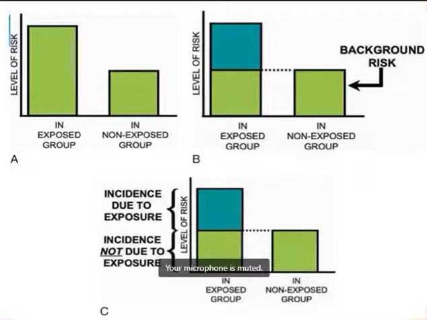Now when you look at graph C, you can see that there are two blocks there. That green block has been divided into a green block and a shaded blue one. That blue one indicates the excess risk which is associated with the exposure, and that is the attributable risk.